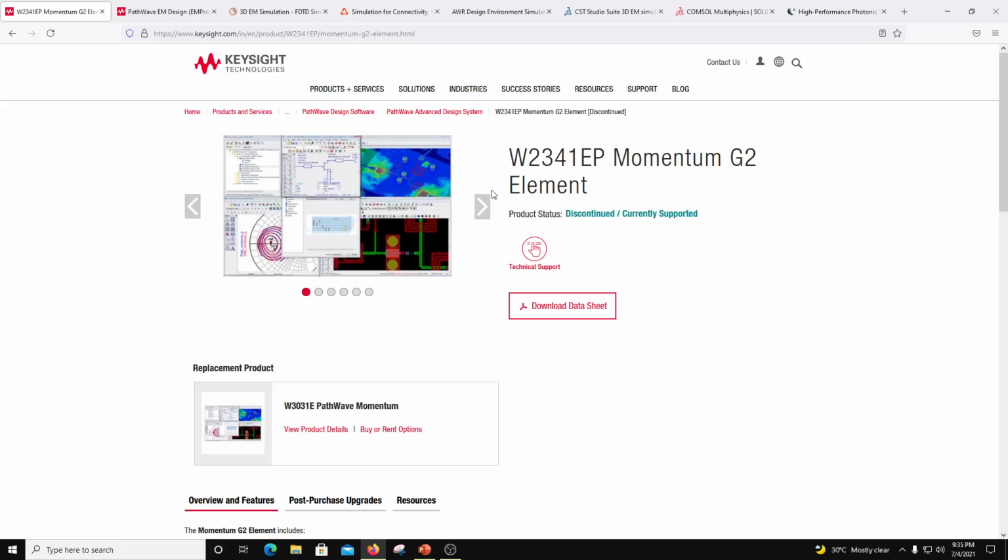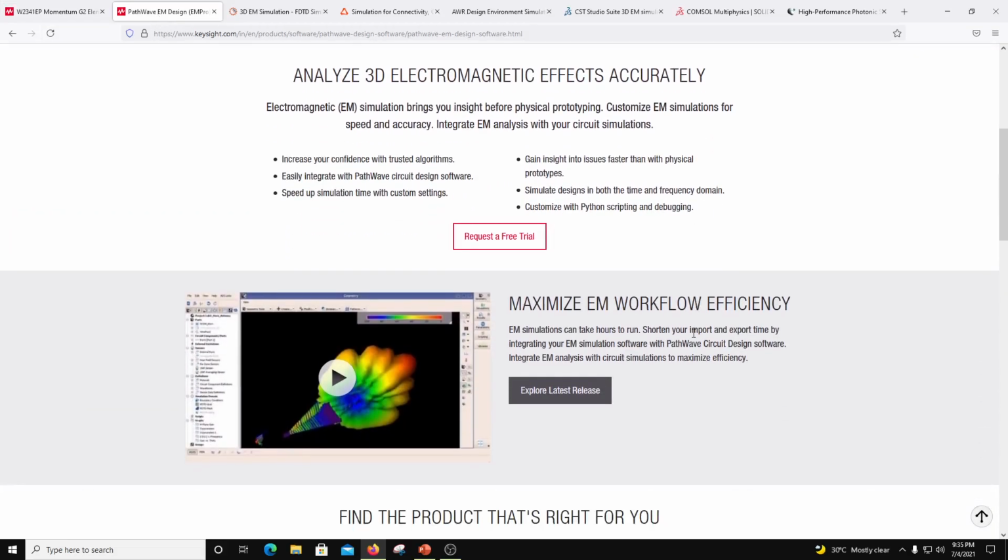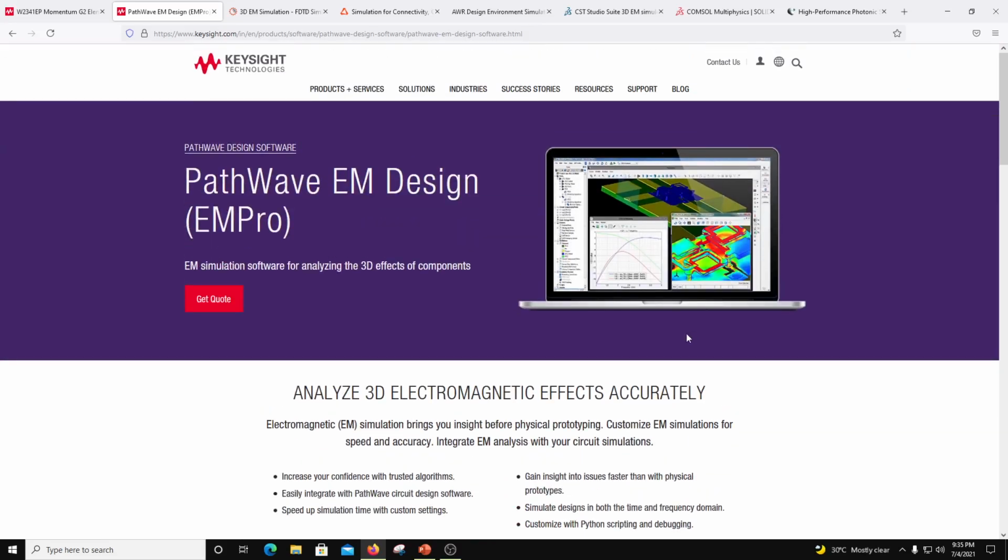If you really want to do the finite element method, then there is another tool from Keysight which is called EMPro. EMPro basically allows you to design in full 3D. So here what you can do is a finite volume method.